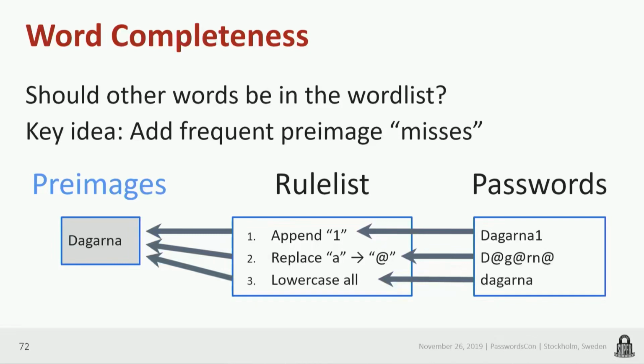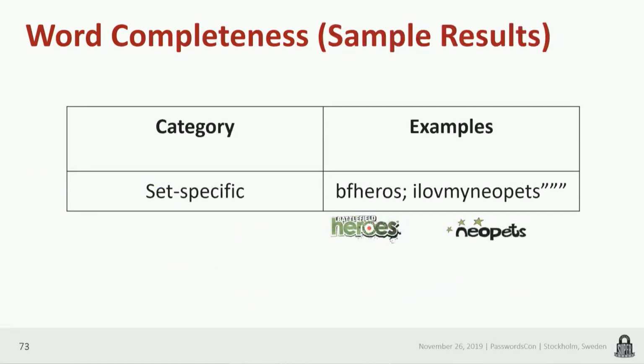We would have cracked more things. So what we did is we applied this to a bunch of leaked data sets to see what would come out. For instance, we threw the Battlefield Heroes set and Neopets at it, and this is just a sanity check. Things that were coming out were like BF Heroes spelled wrong, I love my Neopets. This is a sanity check because a good attacker would have put these things in the word list to begin with. But sensible things were coming out, and lots of things you wouldn't have thought to put in the word list were coming out too.